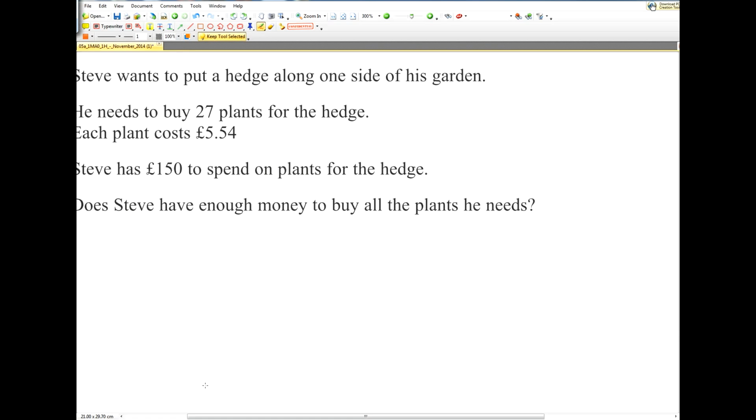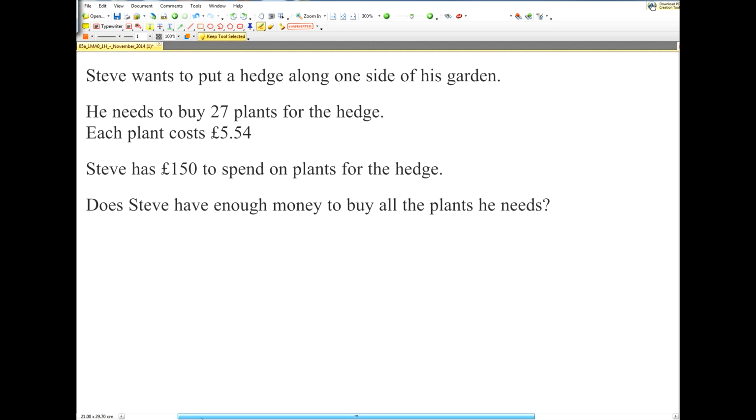Okay, right, here comes Steve. Steve wants to put a hedge along one side of his garden. He needs to buy 27 plants for the hedge. Each plant costs £5.54. Steve has £150 to spend on plants for the hedge. Does Steve have enough money to buy all the plants he needs?